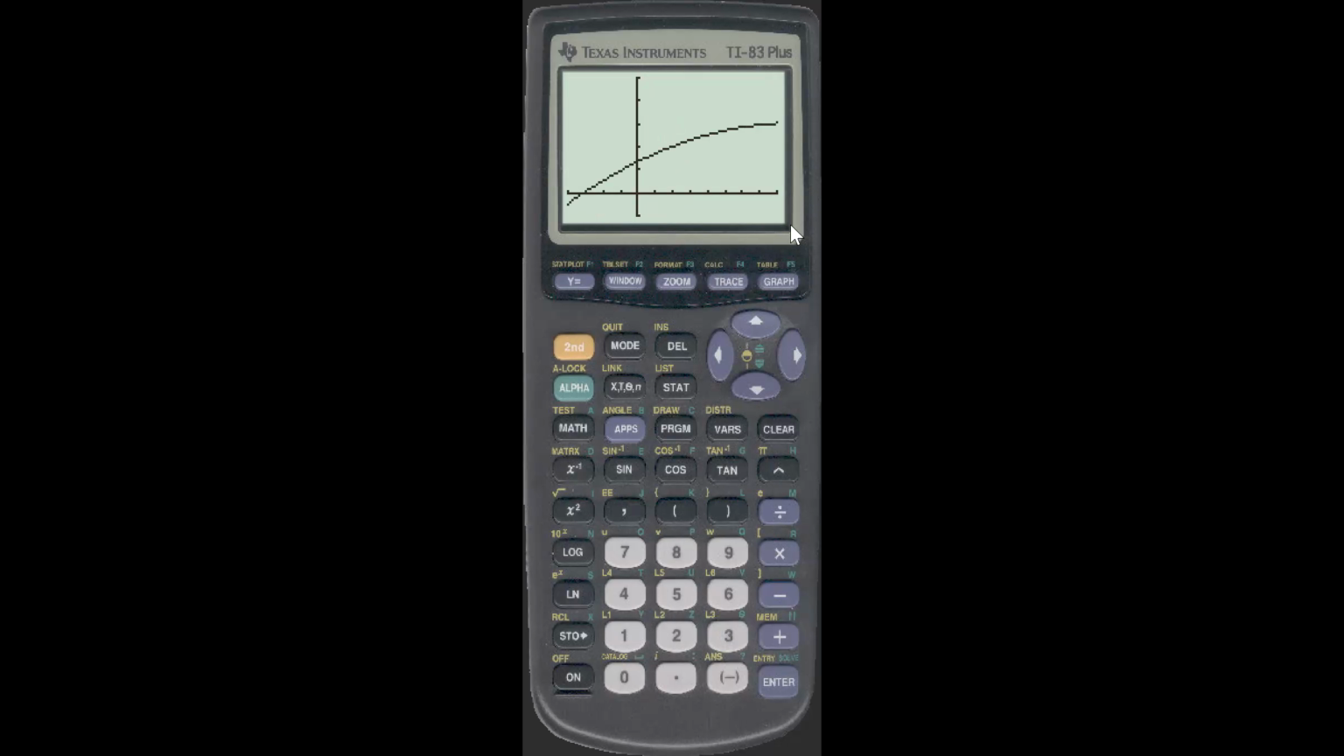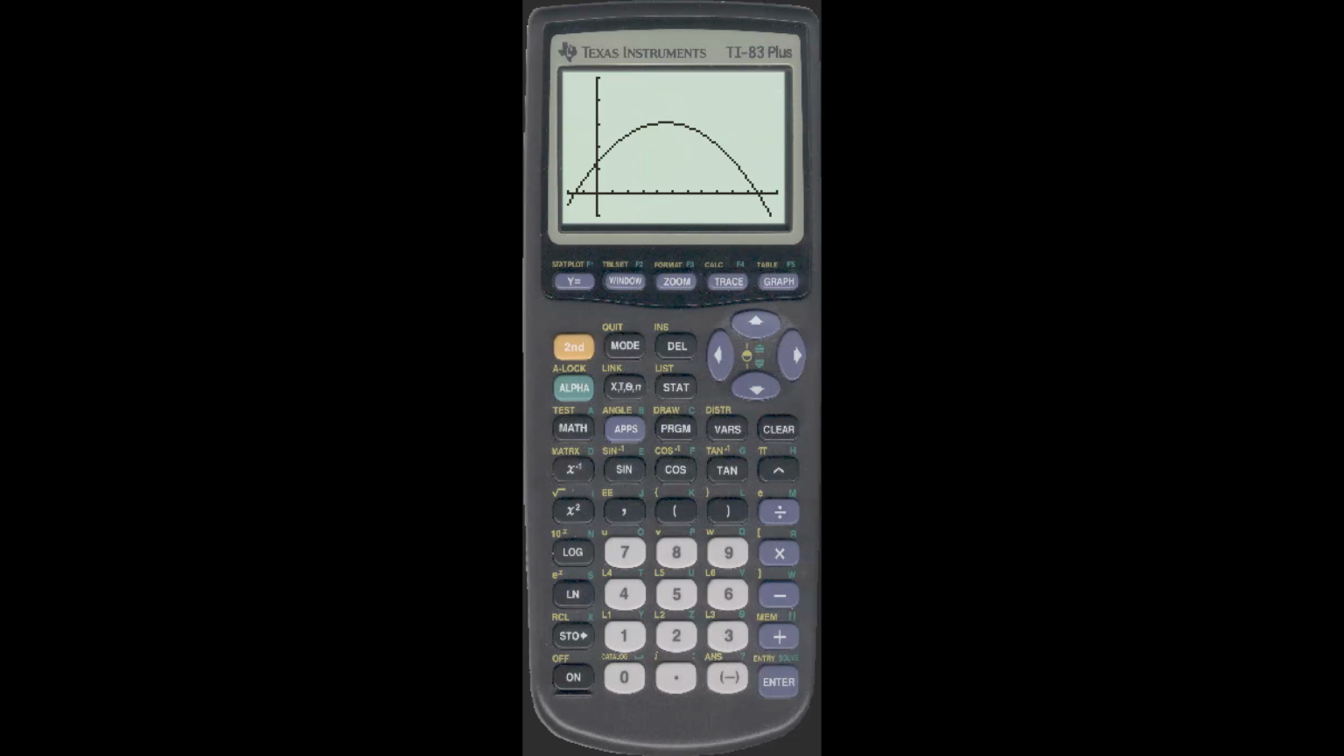Yes, it does. All right, we need to go a little bit more out to the right, so I'm going to go back to the window. And we're going to go out to, let's say, 120, and 100. We're going to make the x scale 10. Now we're going to hit the graph button again. There we go. You have something that looks like that.